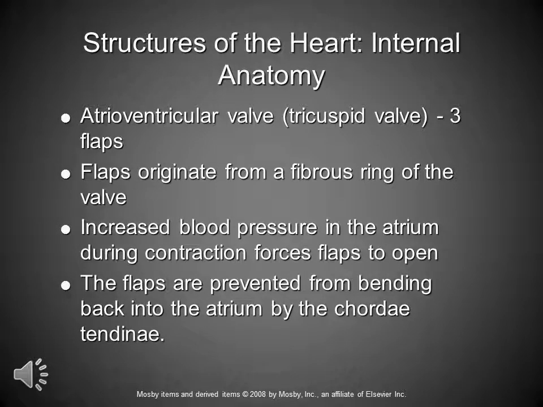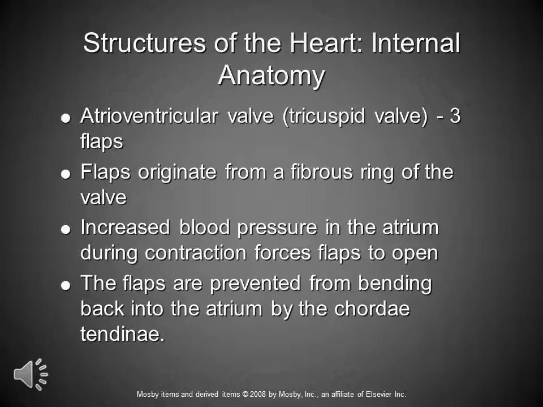Internal anatomy of the heart, we've talked a lot about this as we describe blood flow, but we have, number one, an atrioventricular valve, a right AV valve, the tricuspid valve. It's called tricuspid because it has three flaps or three leaflets. The leaflets originate from a fibrous ring on the valve. Increased blood pressure in the atrium during contraction is going to force the flaps or the leaflets to open, and blood will be pushed out of the right atrium down into the right ventricle.